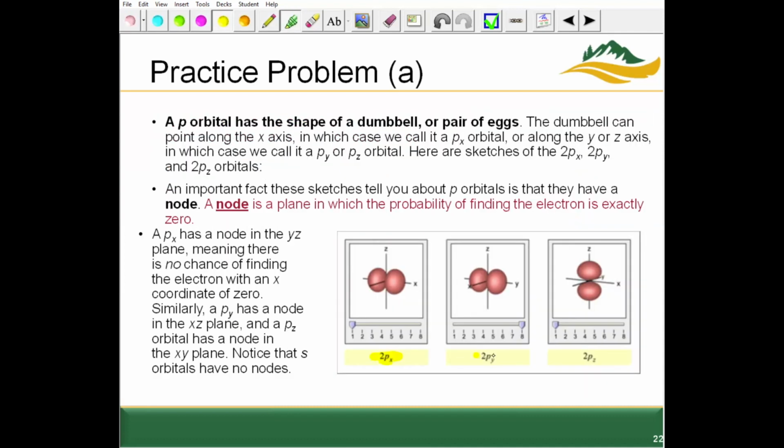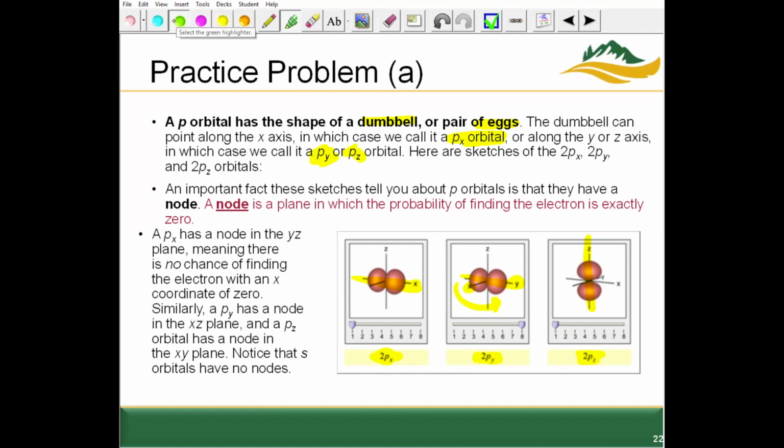So then for the p orbitals, we know we can have 3 of them. They look like a pair of eggs or flower petals or dumbbells. They can point in the x-axis, in the y-axis, and in the z-axis. Notice this is oriented slightly differently. We've kind of rotated this diagram here. So here's our x-axis, but here's our y-axis, so it's kind of rotated. On the x-axis, we can have the px orbital. On the y-axis, py orbital. On the z-axis, a pz orbital.